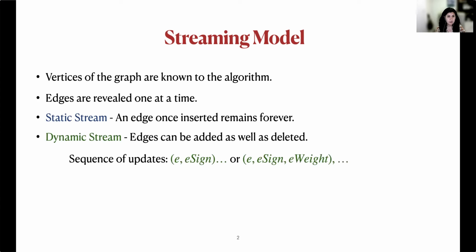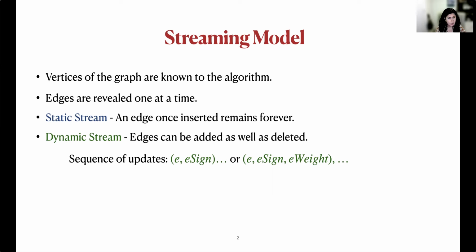On the other hand, if the stream is dynamic, edges can be added as well as deleted as the stream progresses, and the stream arrives as a sequence of updates where each update is a tuple of the form (E, sign), where E is the edge being updated, and sign takes a value of +1 if the edge is being added, and it takes a value of -1 if the edge is being deleted. In addition, if the input graph is weighted, then we have a third entry in the tuple, which is the weight of the edge being updated.